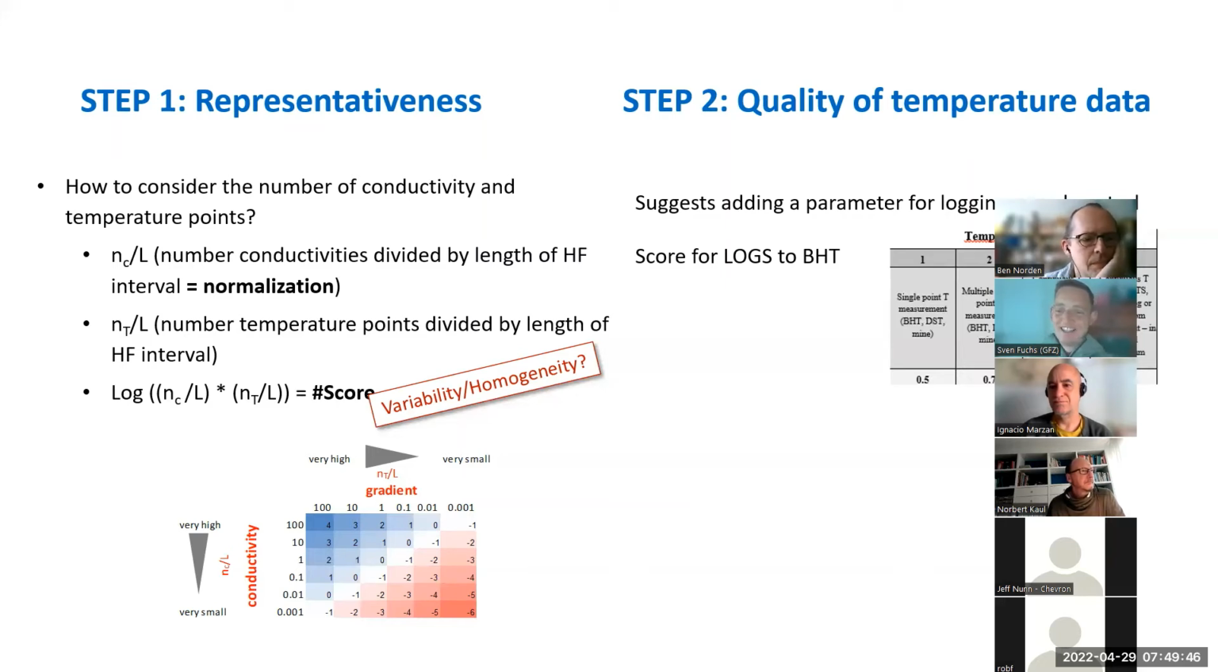Just a question about this quality of BHT and DST. I mean, drill stem test is usually of better quality than BHT because it is measured inside a certain packer put in the borehole in a well. Do you agree?